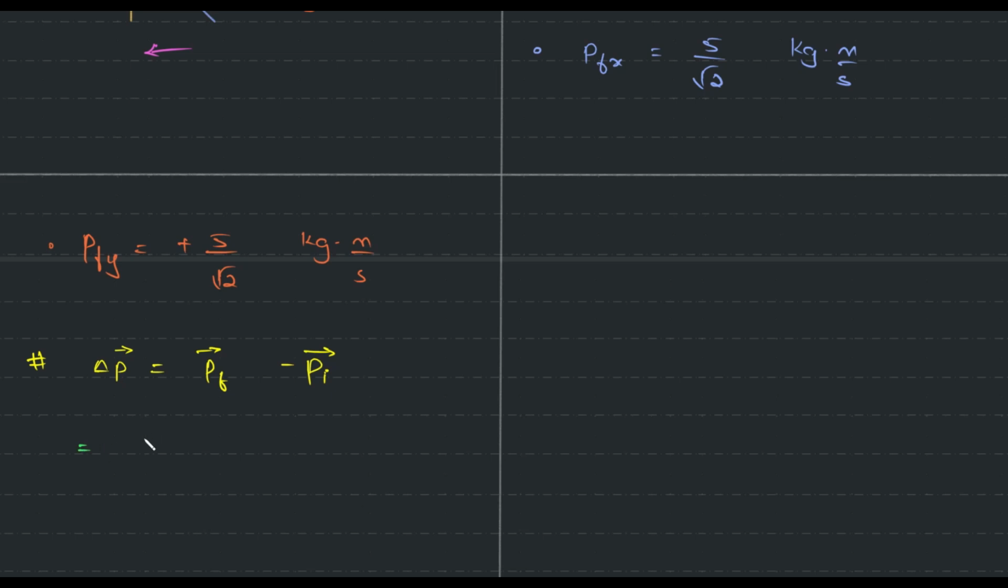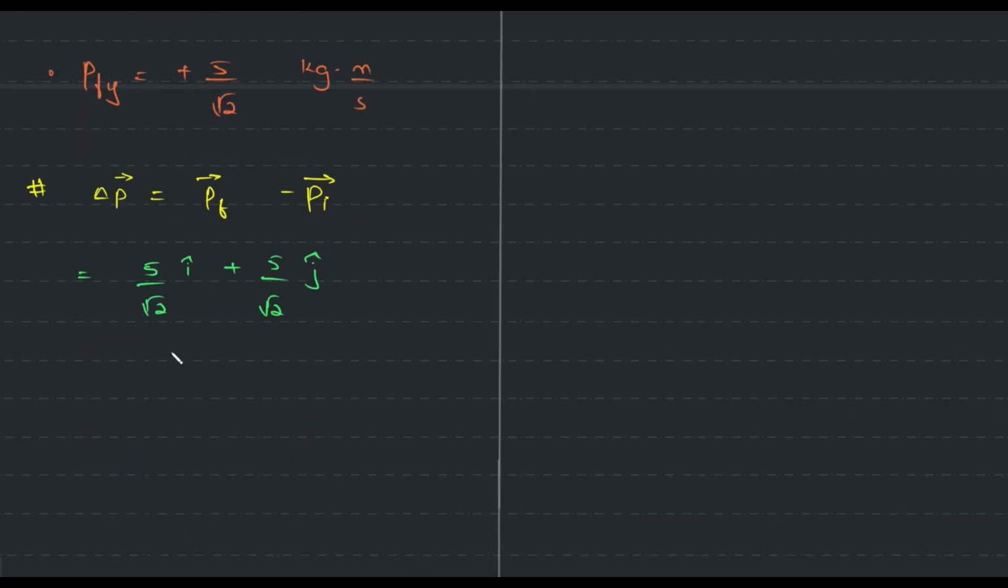So change in momentum involves final, this is along the x-axis and this is along the y-axis, minus initial, this is along the x-axis and this is along the y-axis. So we have this and this cancelled, and this is 10 by root 2 i cap kg m/s.